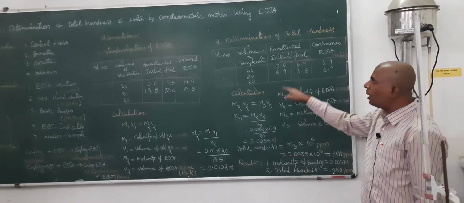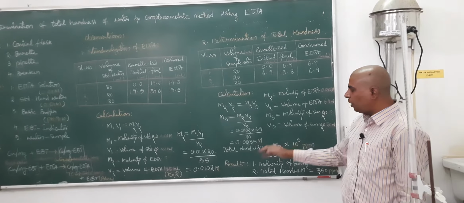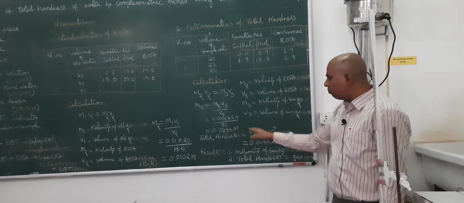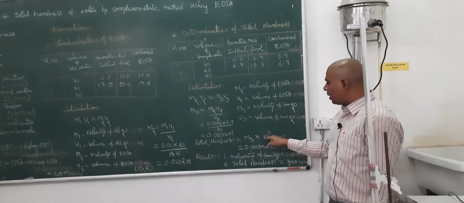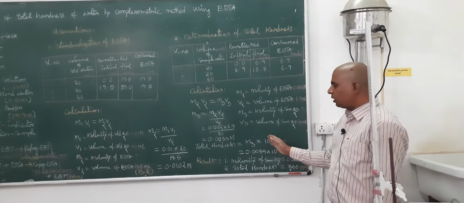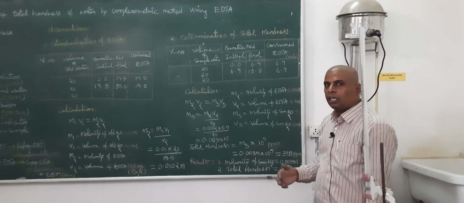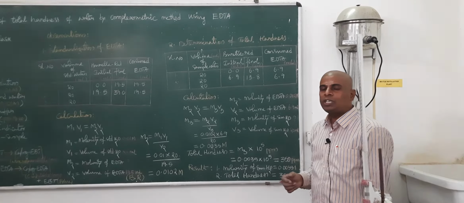This is the sample water molarity. After that, we are going to determine the total hardness. How we determine it is M3 into 10 to the power of 5. Here, what is the 10 to the power of 5? This is 100 into 1000. What is 100? That is the equivalent weight of CaCO3.